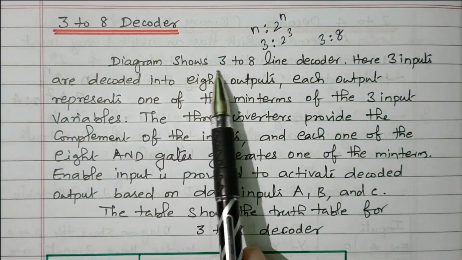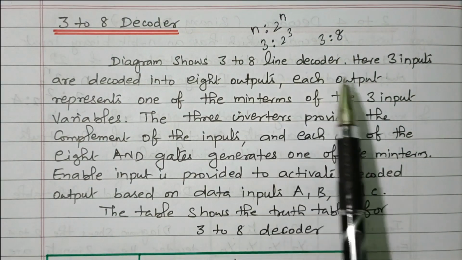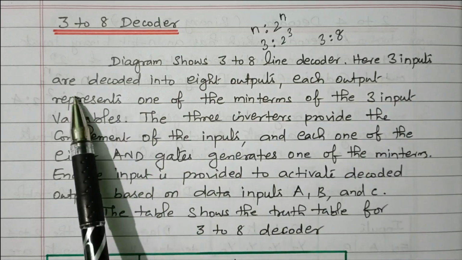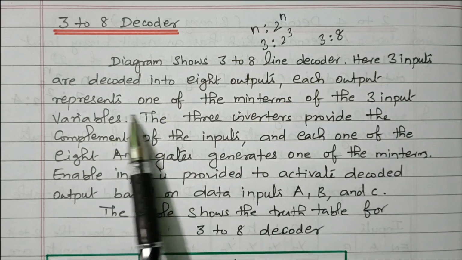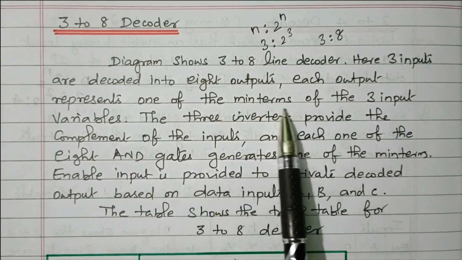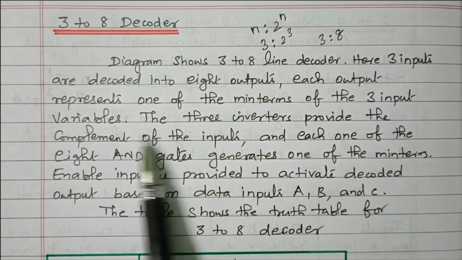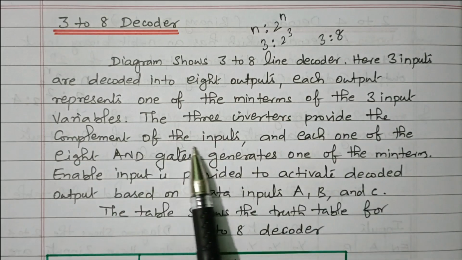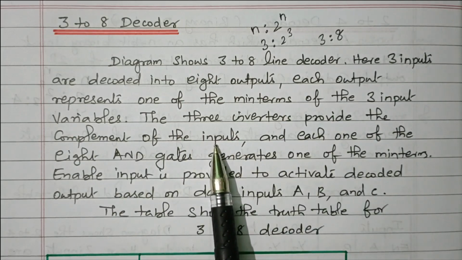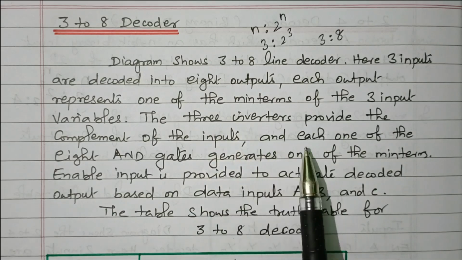The diagram shows a 3 to 8 decoder. Here 3 inputs are decoded into 8 outputs. Each output represents a min term. Because there are 8 terms, each output represents a min term of the 3 input variables. The 3 inverters provide the complement of the inputs. We have A, B, C. 3 inputs mean we need A bar, B bar, C bar also. For that we are using inverters.